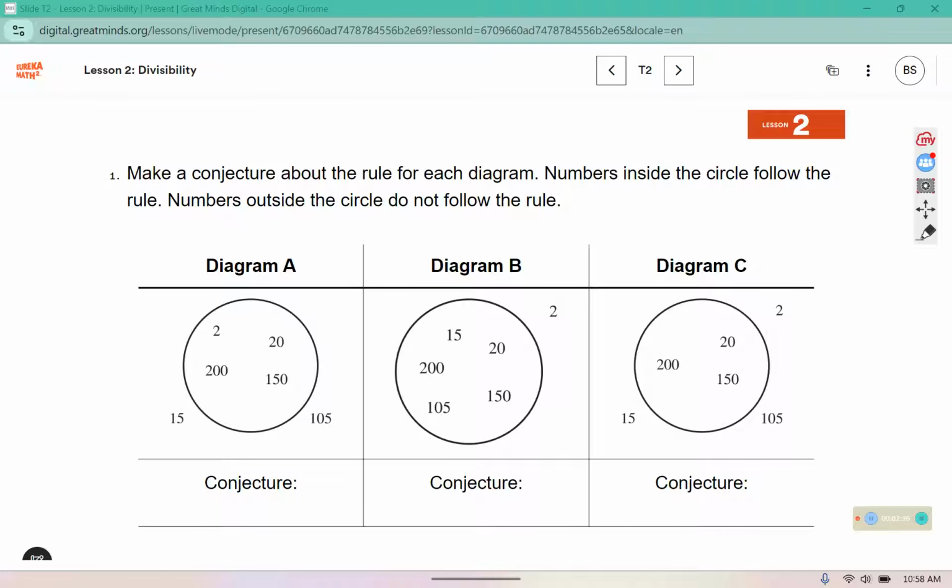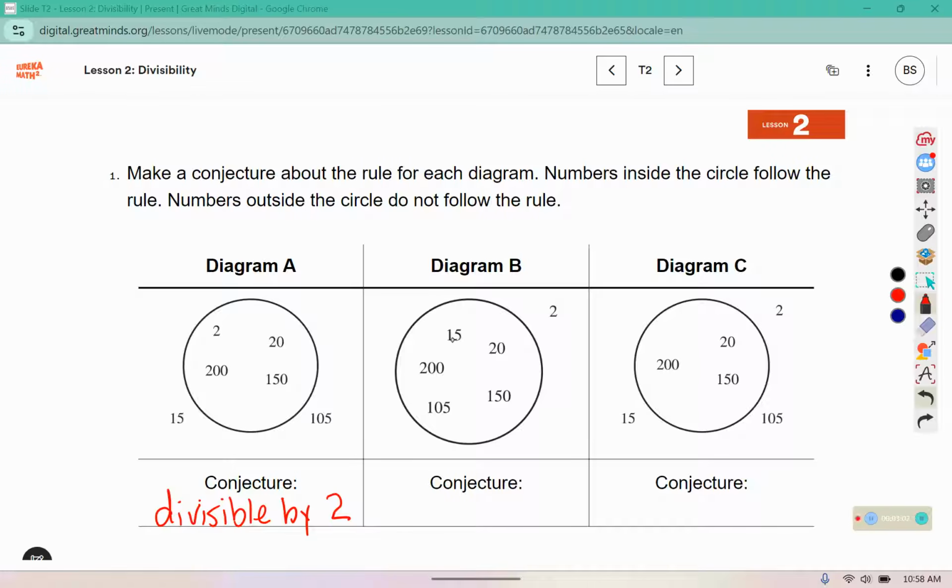For diagram A, I see that all of the numbers inside the circle are even, and the numbers outside of the circle are odd. So my hypothesis or my conjecture is that the rule for diagram A is that they are divisible by 2. If something is even, it's divisible by 2.